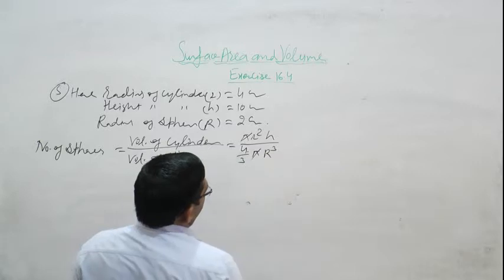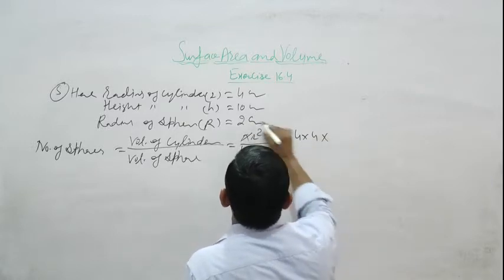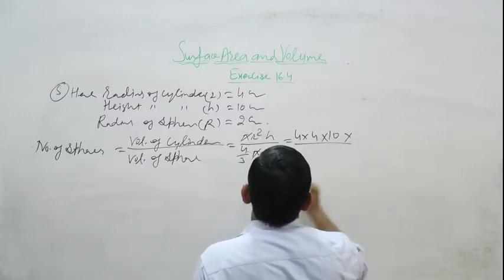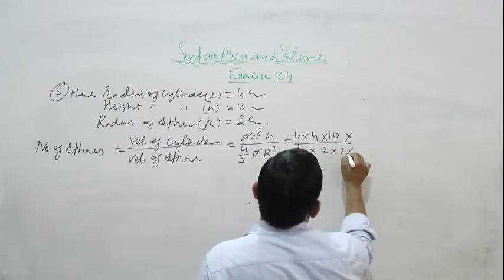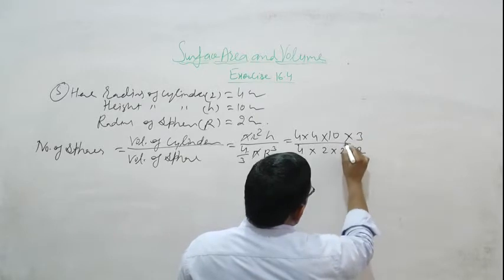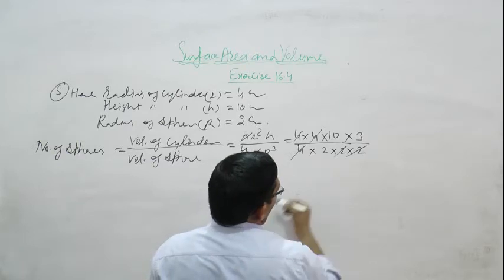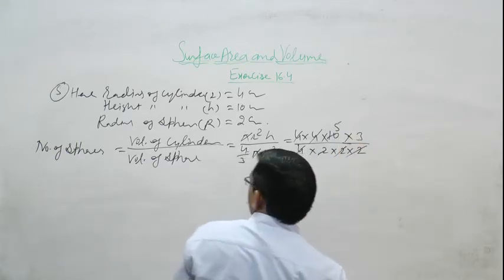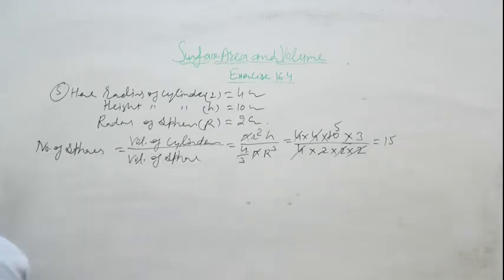Pi cancelled by pi. Small r, it means 4 multiply h is 10 divided by 4/3. So 4 multiply r is 2 multiply 2 and divide by 3, so multiply by 3. Then 2 2s are 4 and 4 cancelled by 4. Then 2 5s are 10 and 5 3s are 15. So number of spheres is 15.